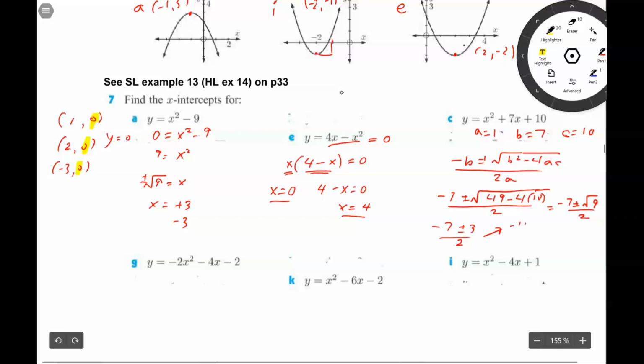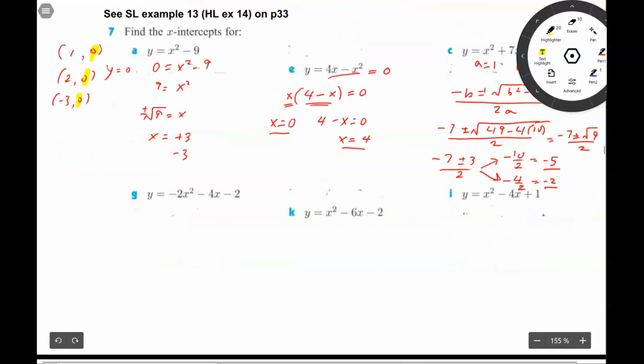3, which is negative 10 divided by 2, which is negative 5. Or I have negative 7 plus 3, which would be negative 4 divided by 2, which is going to be negative 2. So my two answers in this case are negative 5 and negative 2.